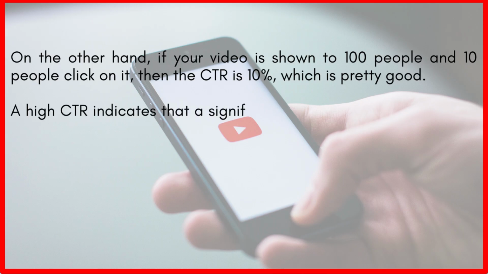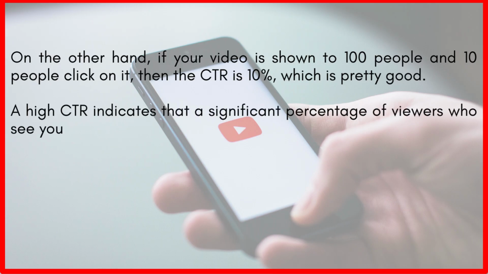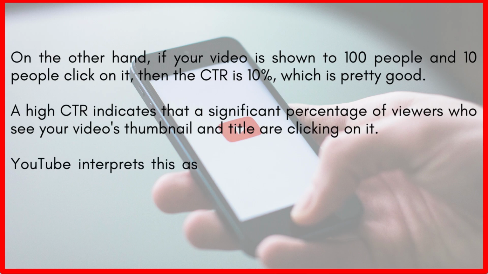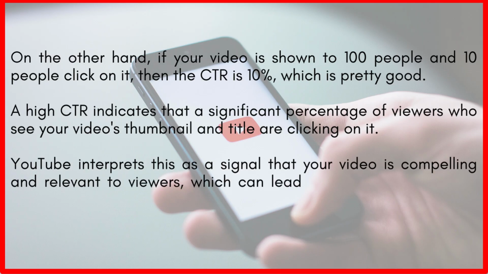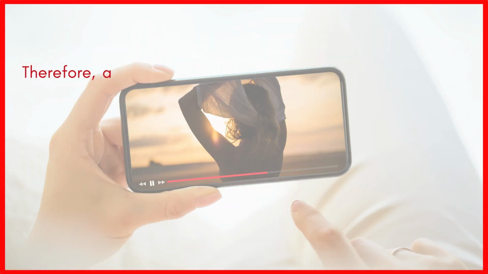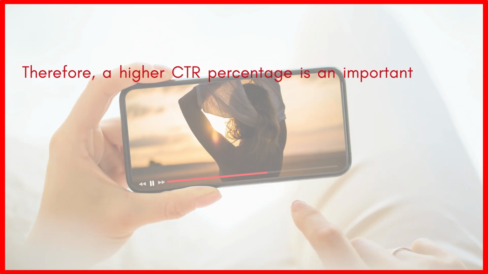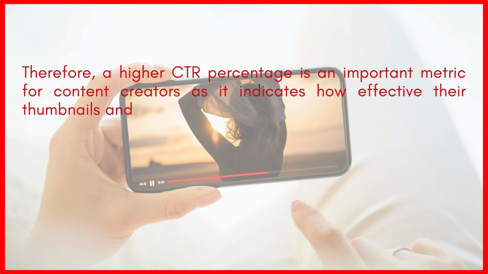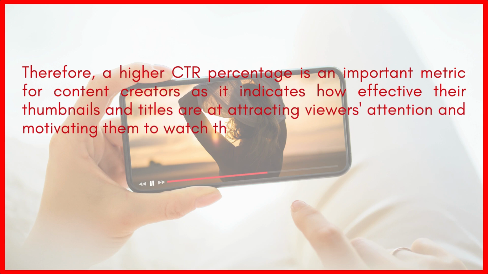A high CTR indicates that a significant percentage of viewers who see your video's thumbnail and title are clicking on it. YouTube interprets this as a signal that your video is compelling and relevant to viewers, which can lead to increased visibility in recommendations, and YouTube is likely to keep promoting it to relevant audiences. Therefore, a higher CTR percentage is an important metric for content creators as it indicates how effective their thumbnails and titles are at attracting viewers' attention and motivating them to watch the video.